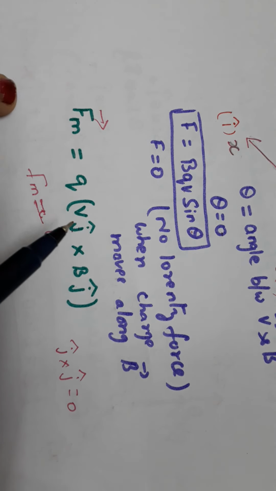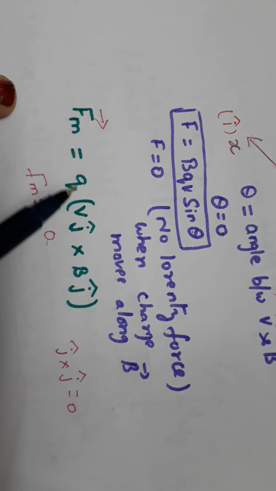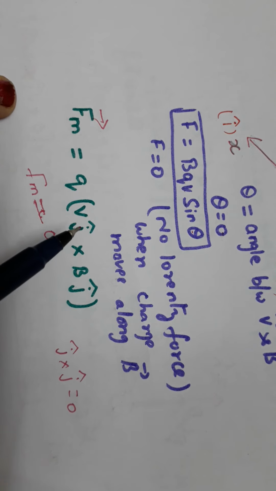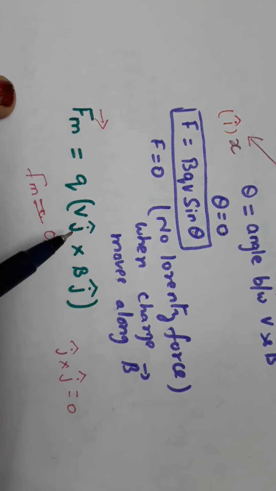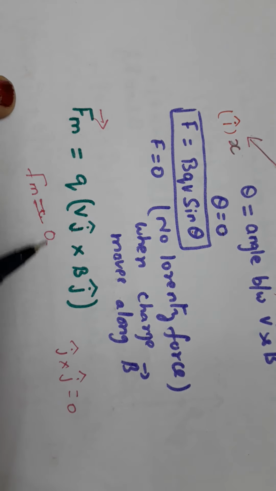See vector notation, Fm vector is equal to QV cross B. So both along y axis, so I am introducing j cap. You know j cross j is 0. So Fm will be equal to 0. Right children, we will go to the next part.